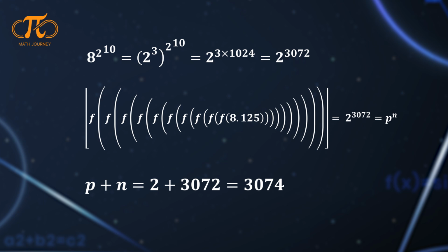Here's the key insight. The prime number p is 2. The exponent n is 3072. The question asks for the sum of p and n. Adding them together gives 2 plus 3072, which equals 3074. And there you have it, the final answer is 3074.